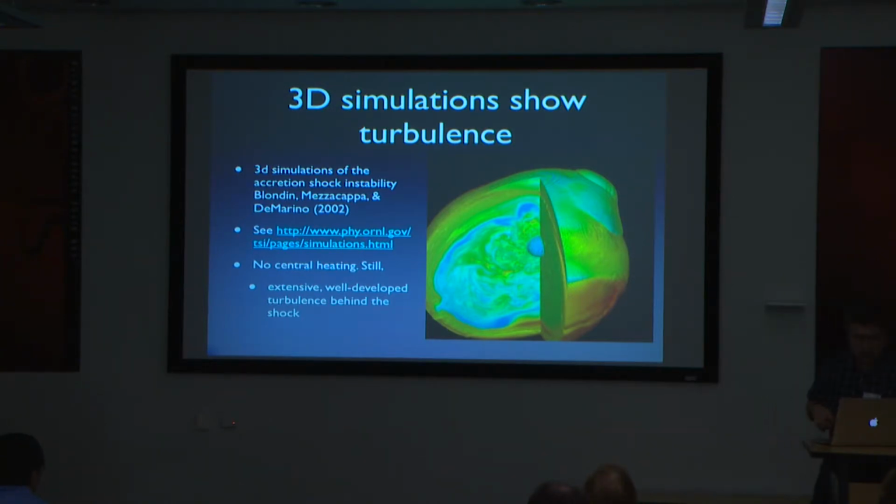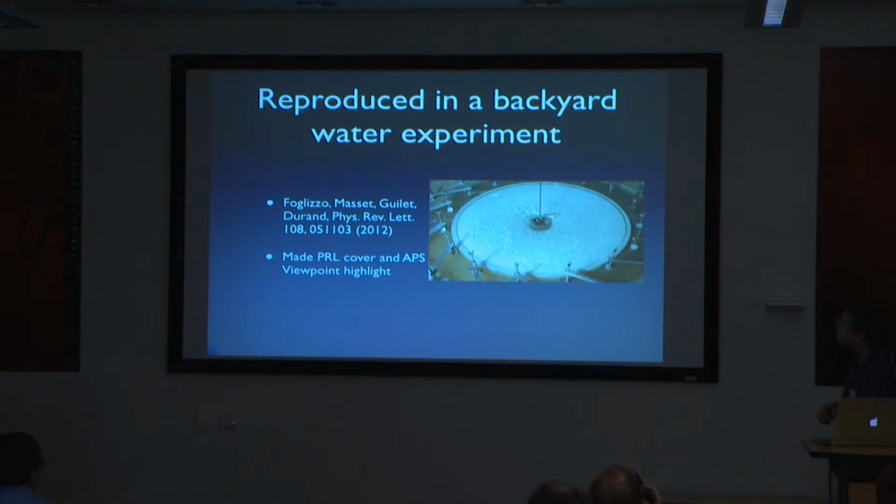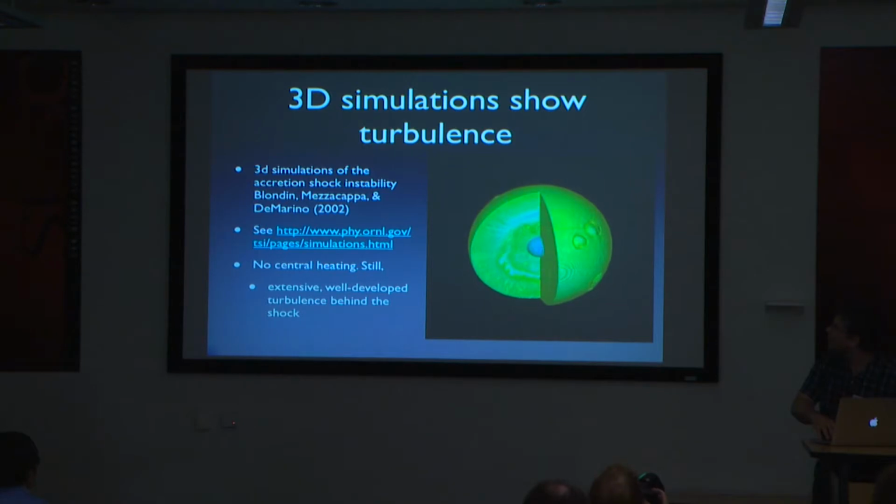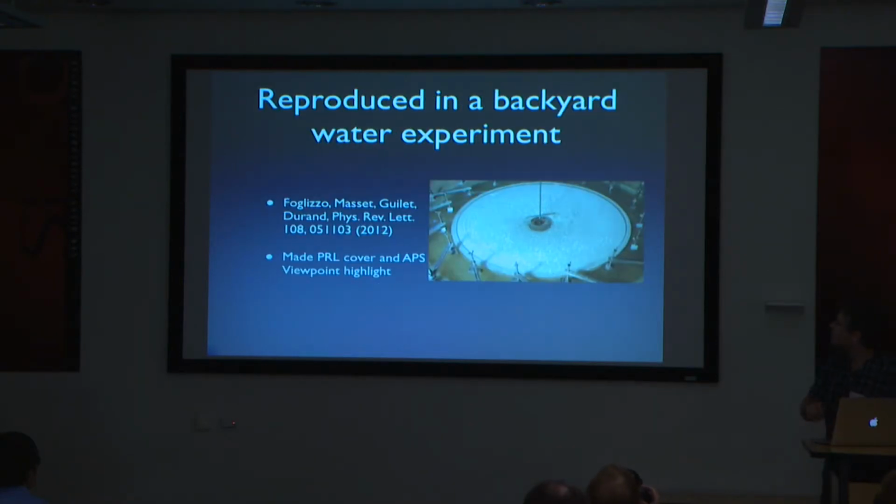Now, I cannot resist this temptation to show this. People have studied this later in a backyard experiment with sloshing water and found that for certain conditions, this beautiful SASI instability can exist in your backyard. I have to, let me see, there. So this made the cover of PRL.